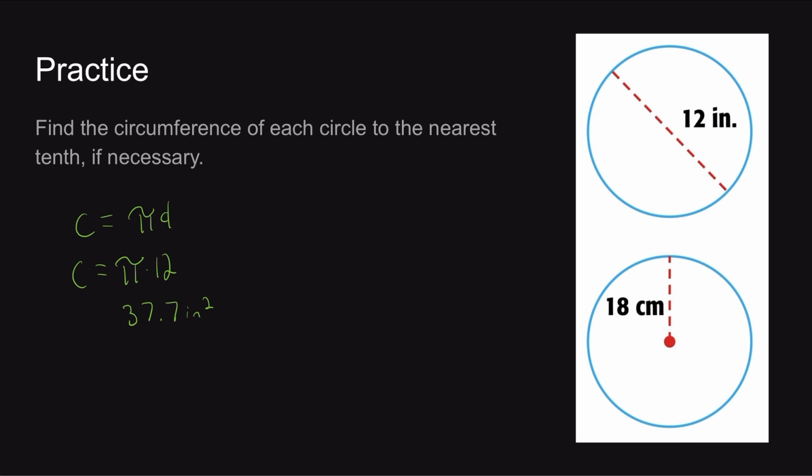And then they gave me the radius, so I'll do c equals 2 pi r. c equals 2 times pi times 18, and my calculator, 2 times 3.14 times 18 is 113.04, which would just round to 113 centimeters squared. Remember, if you're using the pi button, you're going to get a slightly different answer, and that's okay.